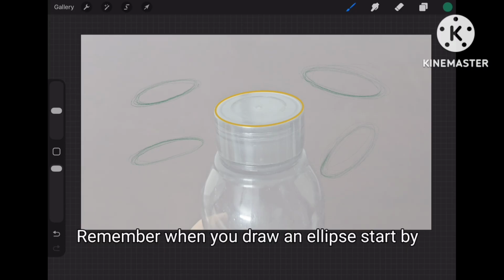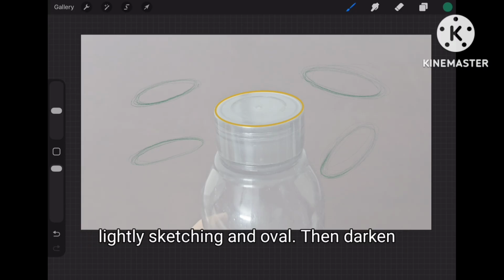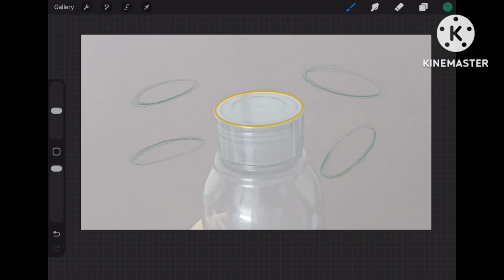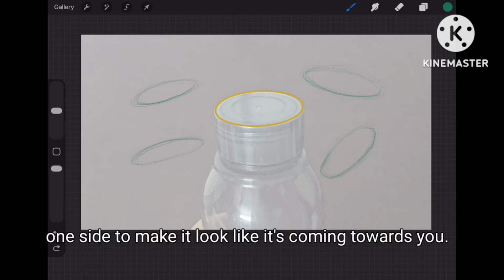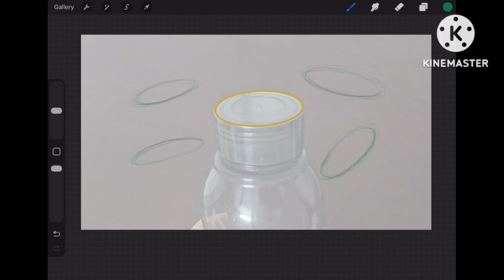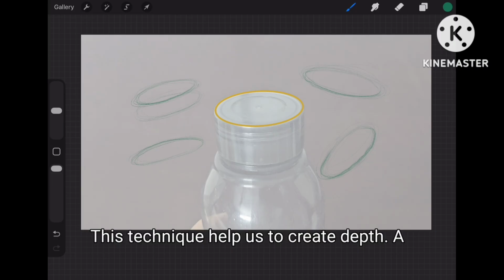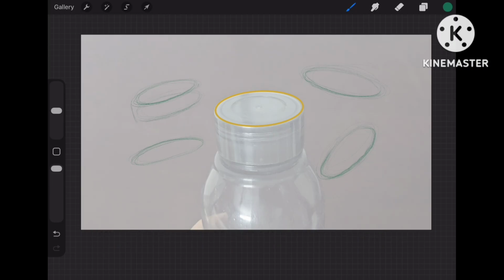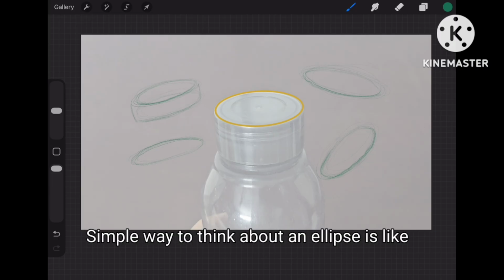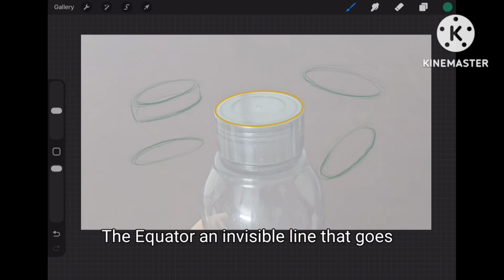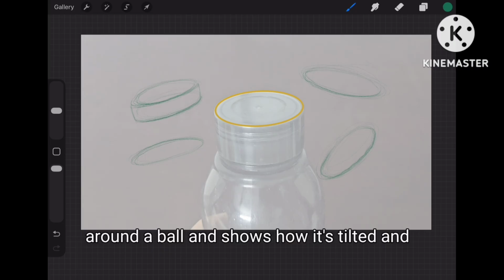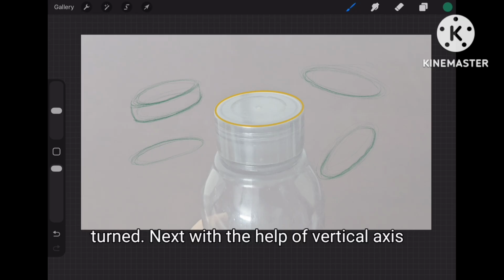Remember, when you draw an ellipse, start by lightly sketching an oval, then darkening one side to make it look like it's coming towards you. This technique helps us to create depth. A simple way to think about an ellipse is like the equator, an invisible line that goes around a ball and shows how it's tilted and turned.